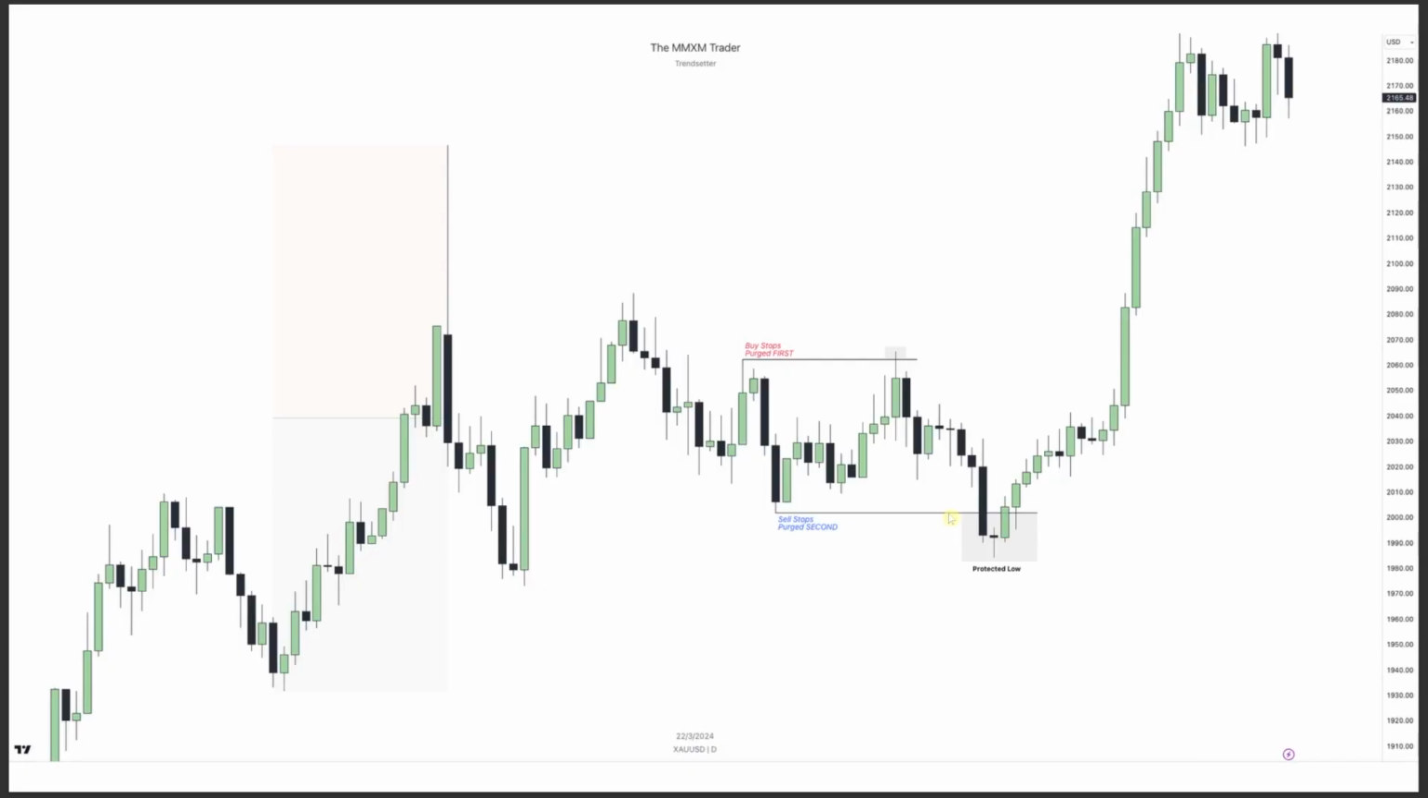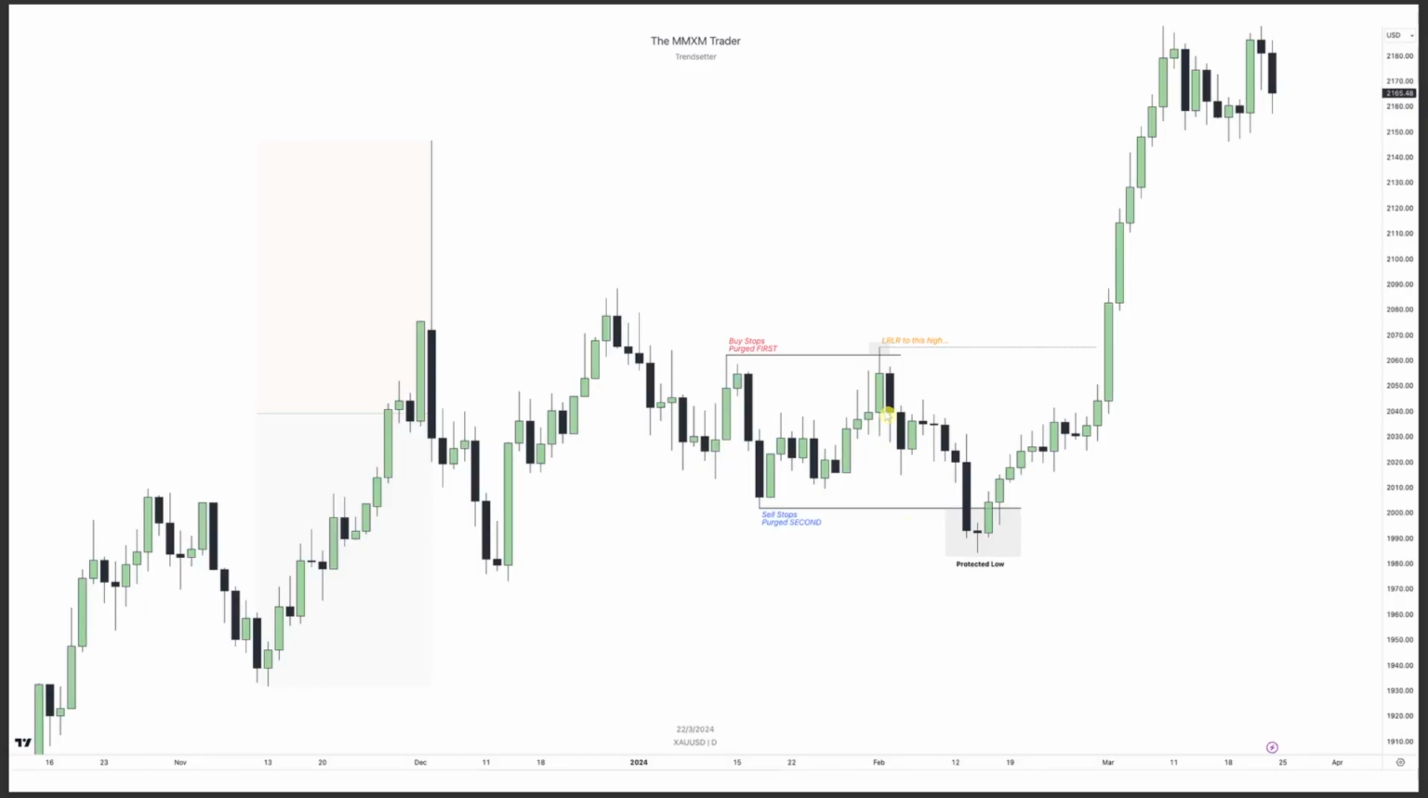Now this low is highly likely to be a protected low because we already paired up the buy stops with the sell stops, right? And then continuation up is more probable. What is key? We're going to be waiting for the double purge, right? And then we know the LRLR will happen into this high. Buy stops first, then sell stops, then we have a protected low formed, and then we want to have the real move, which is a bullish move into this high.